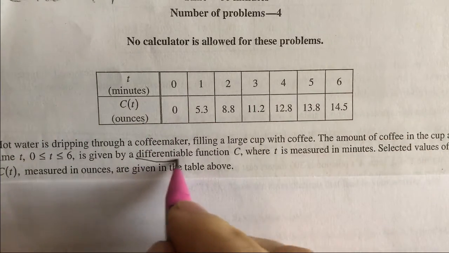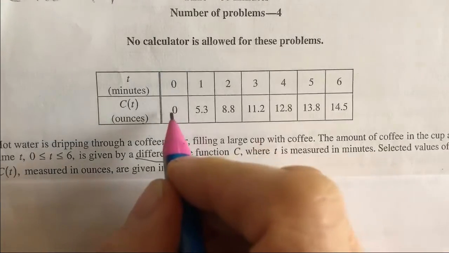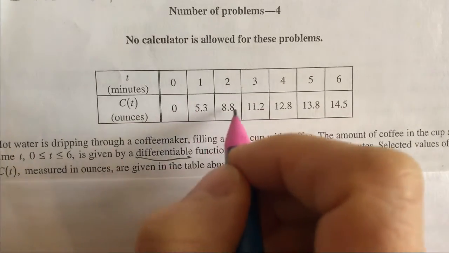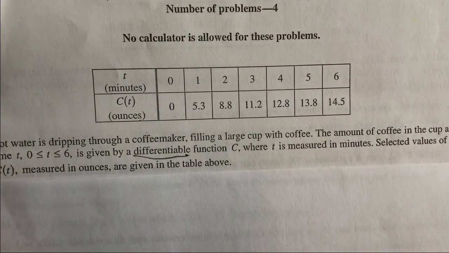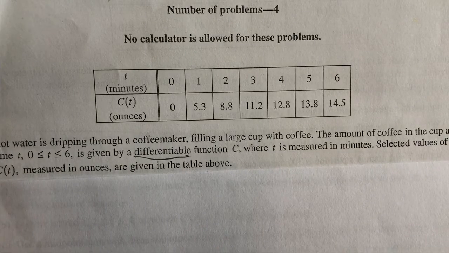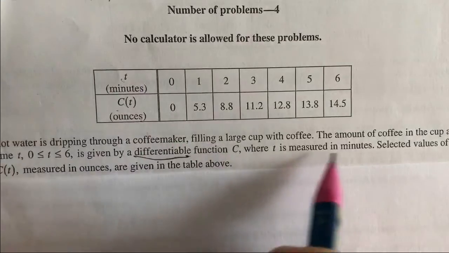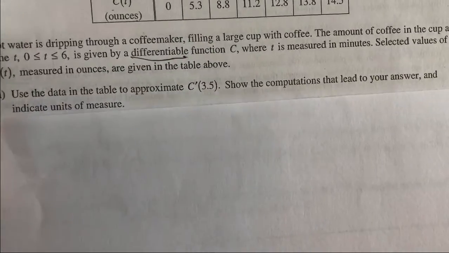But it's given by a differentiable function. So if it's differentiable, it's continuous. So you don't have to worry about anything weird happening between these points. The graph continues, right? There are no holes or jumps or asymptotes. Okay, so C for coffee is measured in ounces and T for time measured in minutes. Selected values are given. All right, first one.